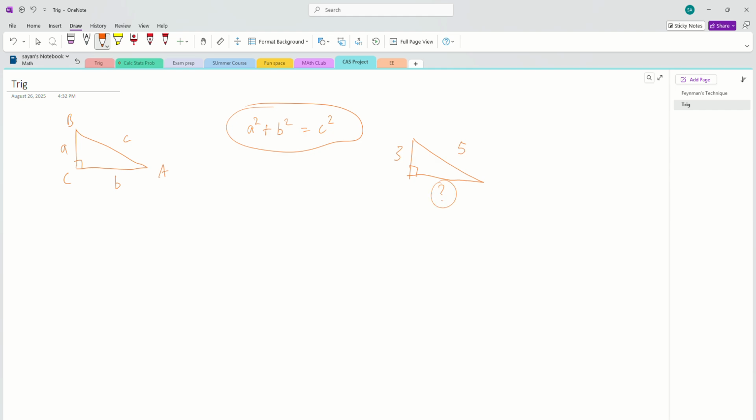Well, so we know a, right, is 3 squared plus unknown squared is equal to 5 squared, which means that unknown squared is equal to 25 minus 9, which is 16. Therefore, unknown is equal to 4. Unknown cannot equal -4 because you cannot have a negative side length. That doesn't make any sense, okay?